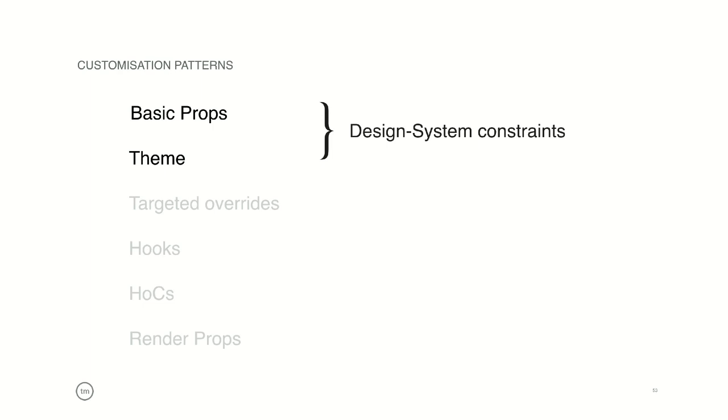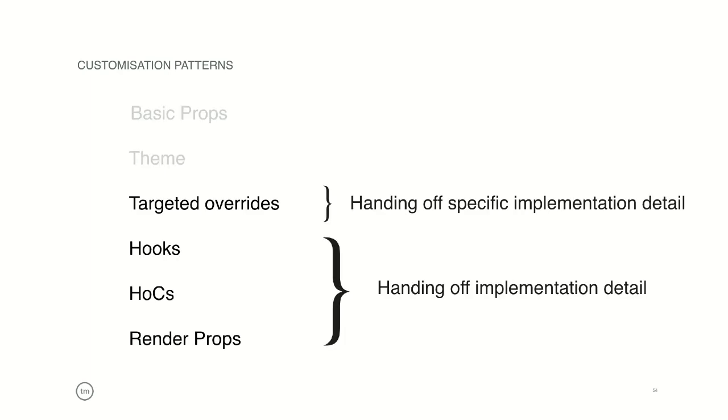But still, this is kind of nice. React gives us the ability to let users build features within our constraints via basic props and theme. And we also have ways to hand off implementation detail to the user when those constraints aren't enough. For simpler components like a button or collapsible, we can leverage hooks, higher-order components, or render props. But for more complicated components like a select or a modal, we can leverage a more targeted approach, like the components prop or Base UI's overrides prop.